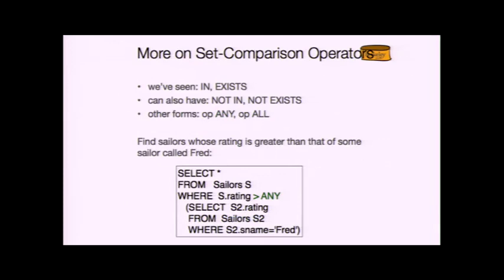In terms of other set comparison operators, we just talked about exists. There's in, and the difference between exists and in is that exists checks if a subquery has any results. In actually needs something on the left-hand side, so I need to check if some particular boat ID is in a bunch of results inside of the subquery. Not in and not exists are pretty much the same thing, but negated.